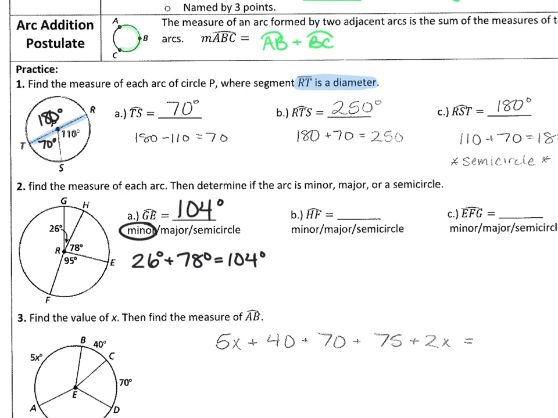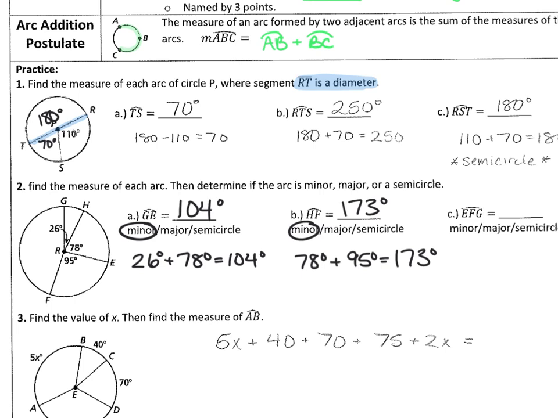Fabulous. For HF, I know it's really tempting to look at HF and try to call it a semicircle because it kind of looks like it, but they did not tell us in this question that HF is my diameter. So we actually have to do the math numbers. Remember, we're not trusting our eyes in geometry, we're trusting the numbers. If I look at HF, that includes the 78 degree central angle and the 95 degree central angle. But if I add those together, do I get 180? No, I get 173. Which again, is that a major or a minor arc? Minor because it's less than 180.